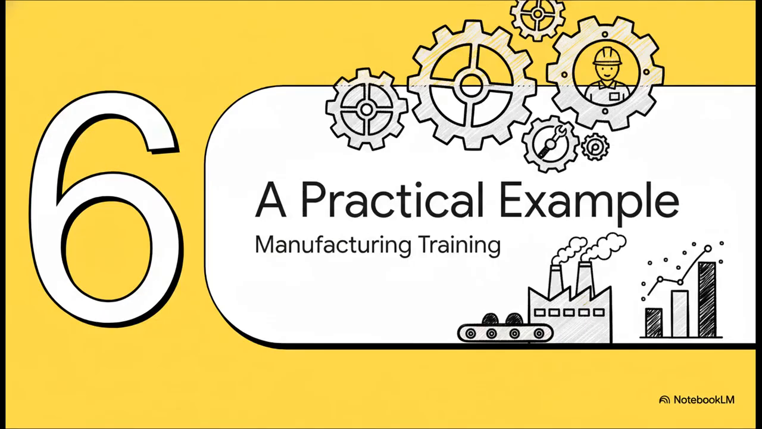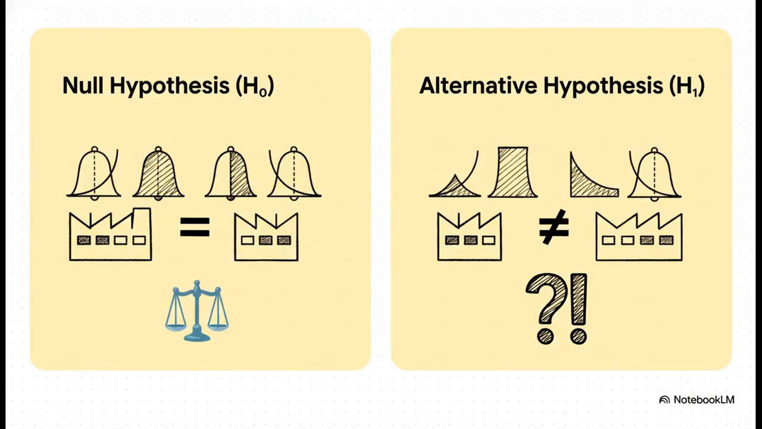All right, enough theory. Let's make this real. We're going to walk through a quick example about operator training at a manufacturing company. So here's the setup. We've got 4 different training facilities. And the big question is, are they all equally effective? So our starting assumption, the null hypothesis, is that, nope, there's no difference. The test scores are basically the same across all 4. The alternative hypothesis is that at least one of these facilities is different from the others.